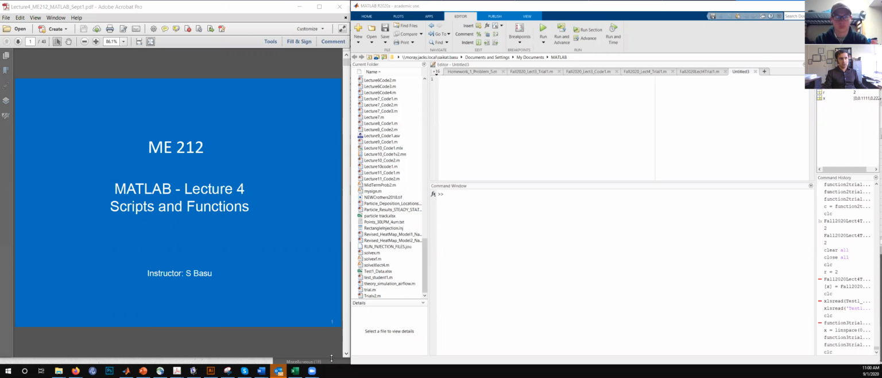where we are actually going to write longer codes. And there are two kinds of codes, scripts and functions, and we're going to go over the basics of both today.